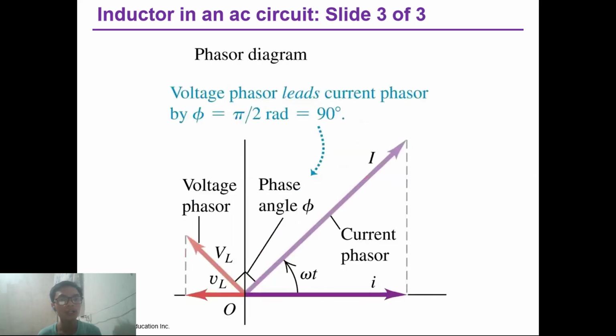We have here a phasor diagram in which the voltage phasor leads the current phasor by pi over 2 rad, equal to 90 degrees. In other words, the average power in a pure inductor is 0. Energy is stored in the magnetic field and returned to the source. So kindly discuss, why does an inductor not consume net energy?